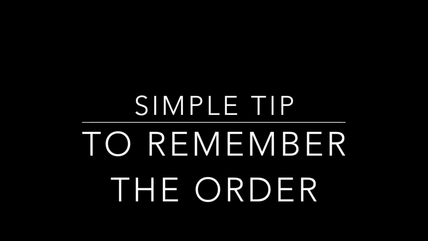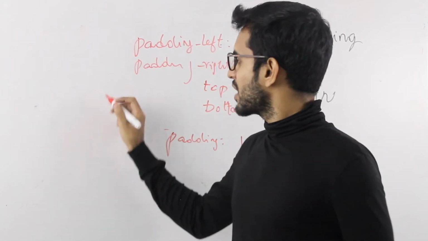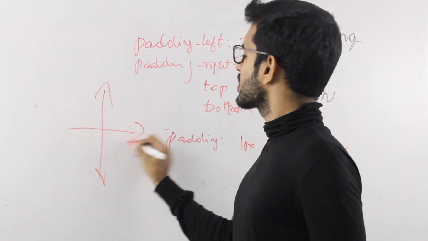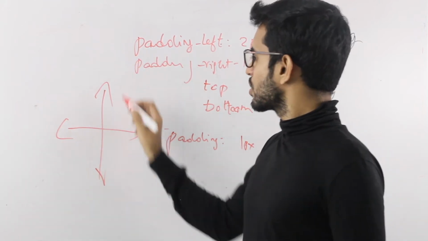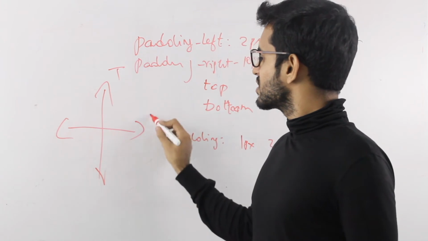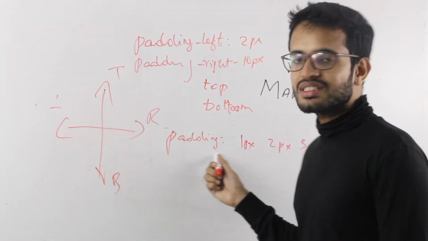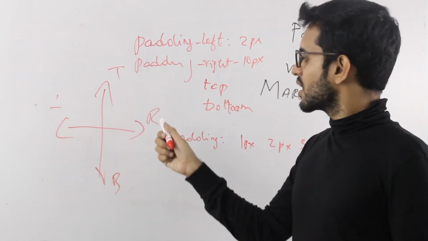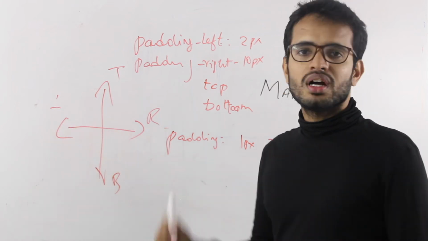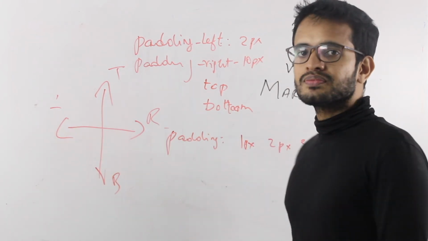But people have difficulty remembering the order, so I will give a simple tip. Imagine a clock or a compass where you have directions north, east, south, west. So this is the top, this is the right, this is the bottom, this is the left. So this 1, 2, 3, 4 refers to 1 top, 2 right, 3 bottom, 4 left. So that is how you remember it.